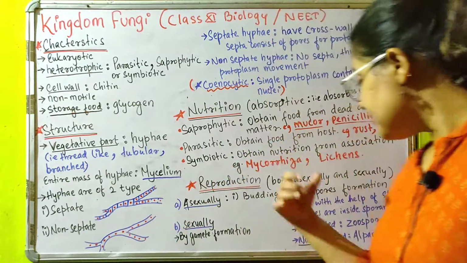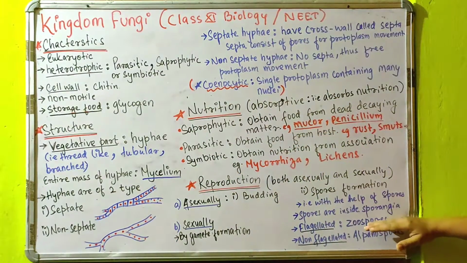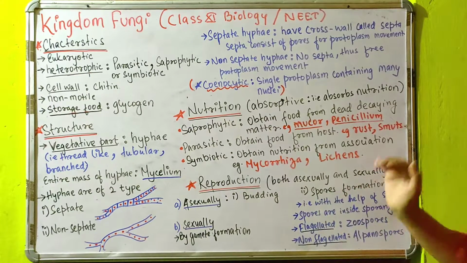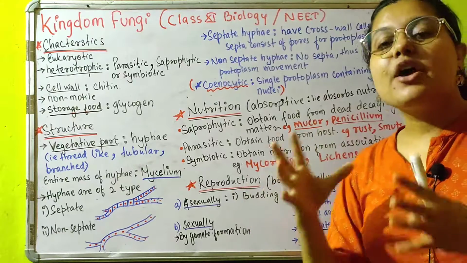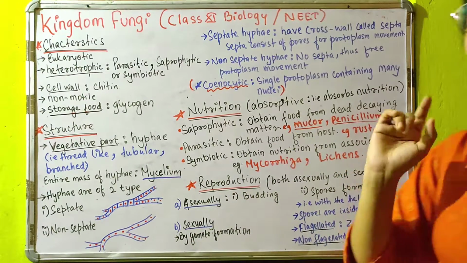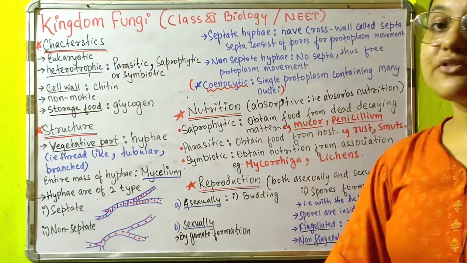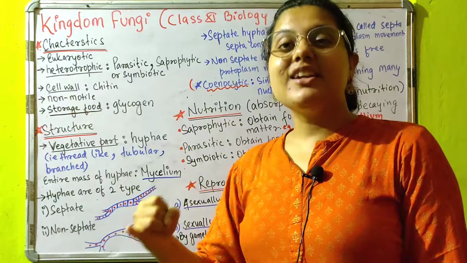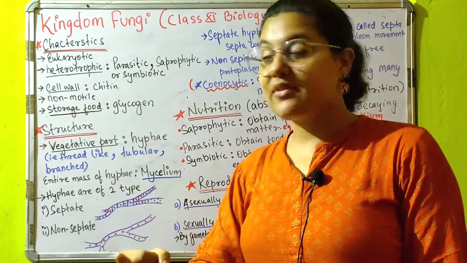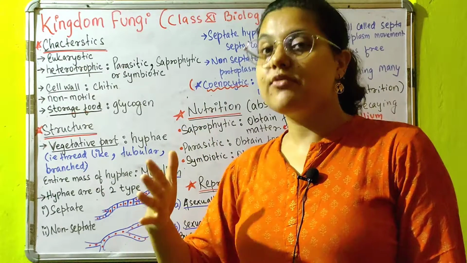And the spores again can be of two types. One is zoospore and another is aplanospore. Zoospores are those spores which have flagella, but aplanospores are those spores which lack flagella. Now let us recap. First, coming to the characteristics, fungi are eukaryotic. They have a heterotrophic mode of nutrition. Their cell wall is made up of chitin. They are non-motile and they store food in the form of glycogen.